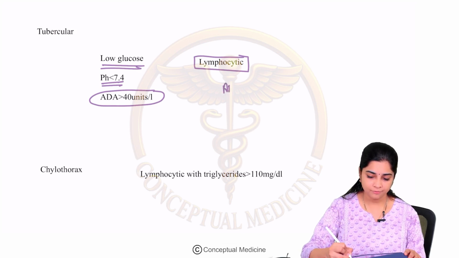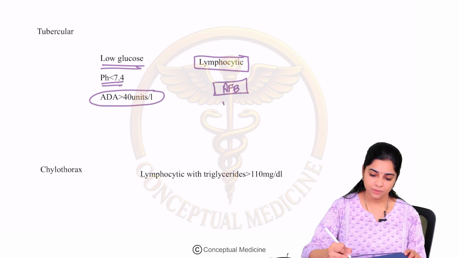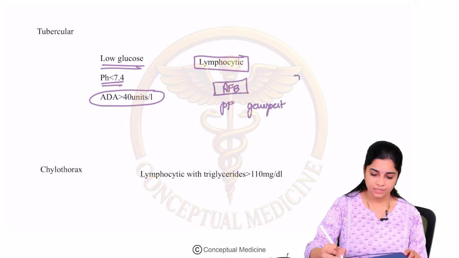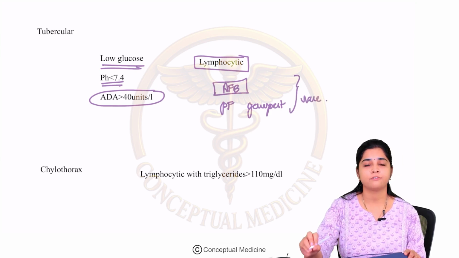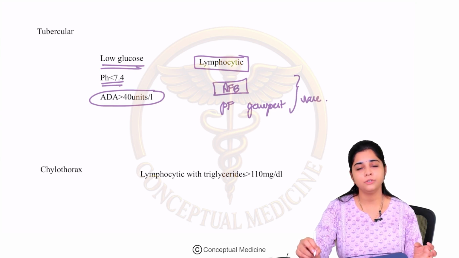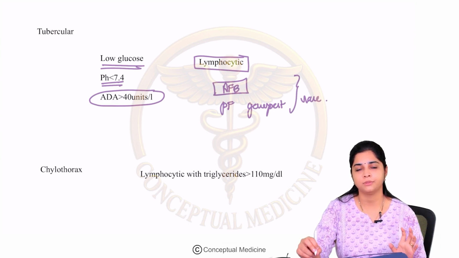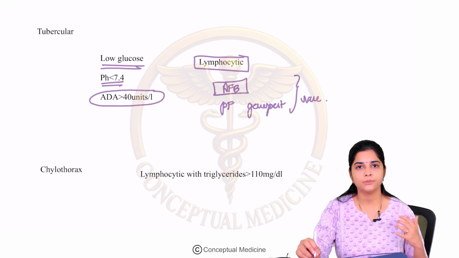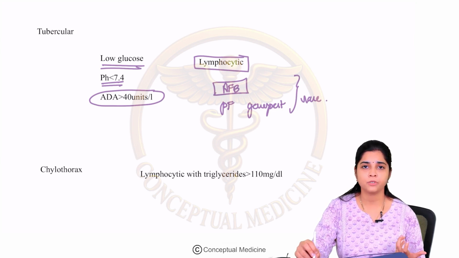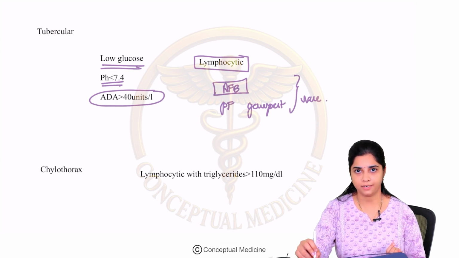And most of the time, will you find AFB or not? AFB positivity or pleural fluid GeneXpert positivity is very, very rare in your tubercular effusions because they are due to a hypersensitivity reaction. They are not due to actual seeding of bacilli into the pleural cavity. They are due to hypersensitivity reactions and hence presence of AFB or GeneXpert positivity is quite rare.